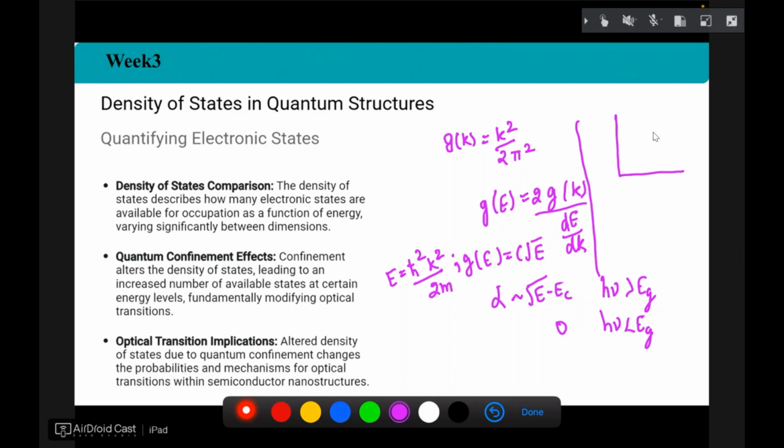So here this is photon energy and this is alpha, that is the absorption coefficient.